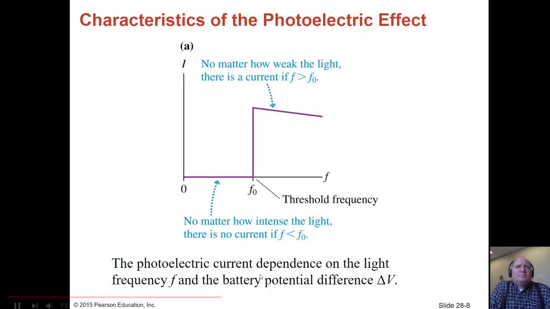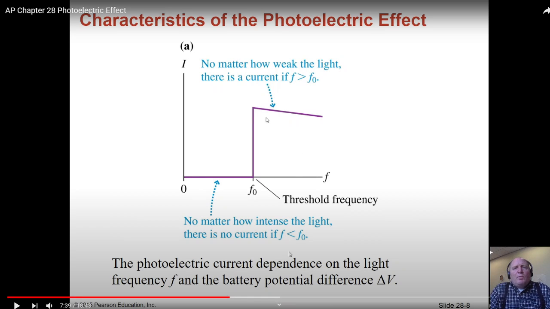All right, so the photoelectric current dependence on the light frequency and the battery potential delta V. This is that threshold frequency. So no matter how weak the light, there is a current if that frequency is greater than the threshold frequency. I'm not sure why this is tilted down. If you go to higher frequency, I actually would have expected this to go up.